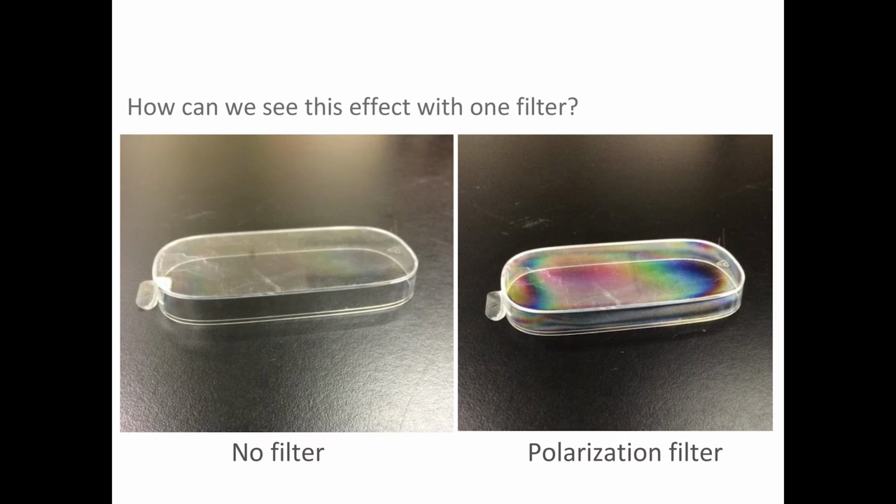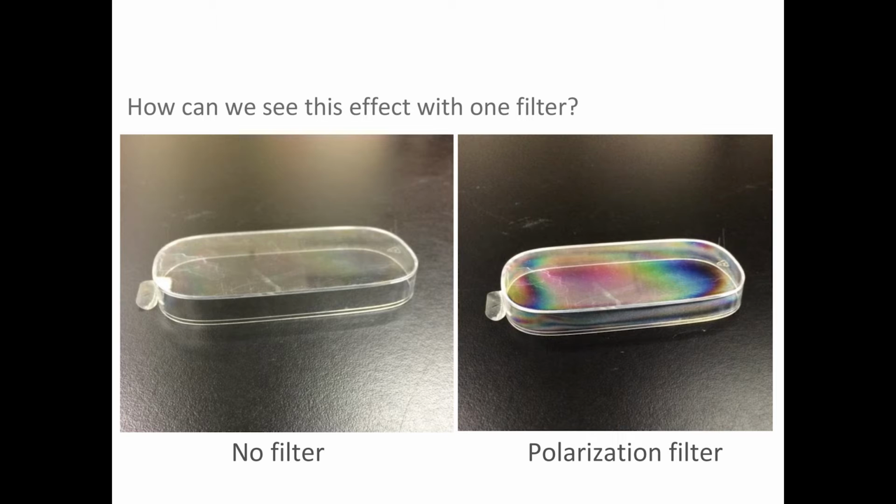So here's an example where we have this plastic case on the table, and on the left you see there's no filter on the camera and you can't really see anything, and on the right you have a polarizing filter and you see this great rainbow effect that by now you're familiar with. It must mean there's some sort of birefringent thing happening there.